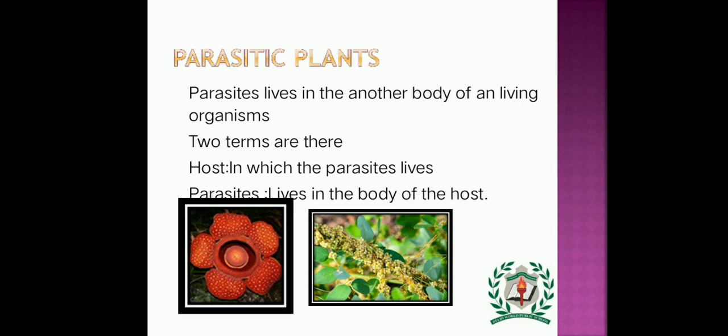This is a heterotrophic plant having a parasitic mode of nutrition. In this mode of nutrition, a plant lives on another living plant and derives its nutrition from the host. The plant which derives nutrition from the host is called a parasite, and the plant from which the parasite derives its nutrition is called a host. Cuscuta is an example of a parasitic plant.